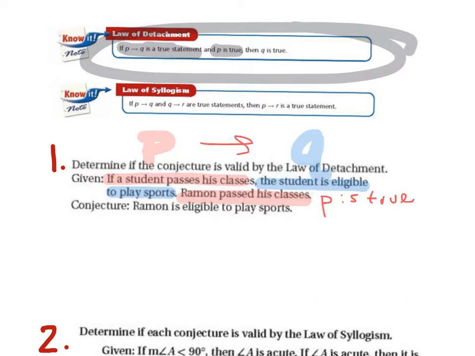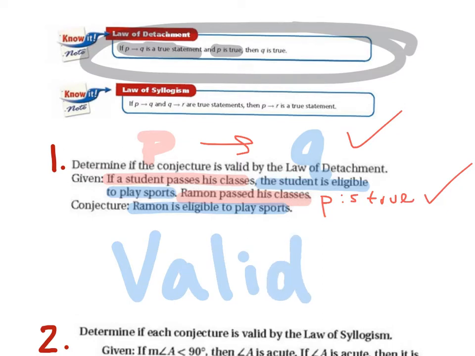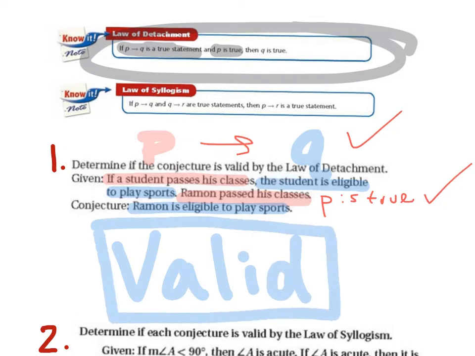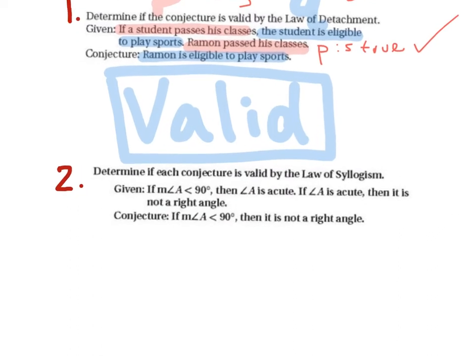So we have P then Q, check 1, and P is true, check 2. So therefore, Raymond is eligible to play sports. So now Q is true. So this is a valid statement. So all you need to put on the quiz is valid. Let's look at number 2.